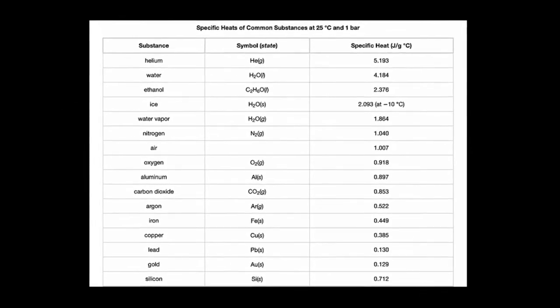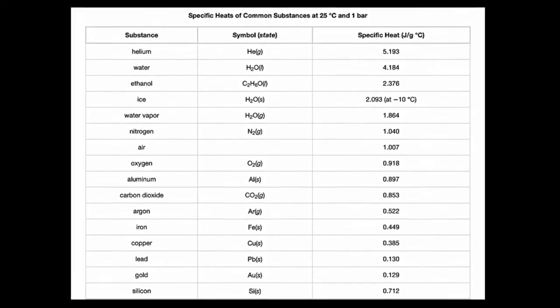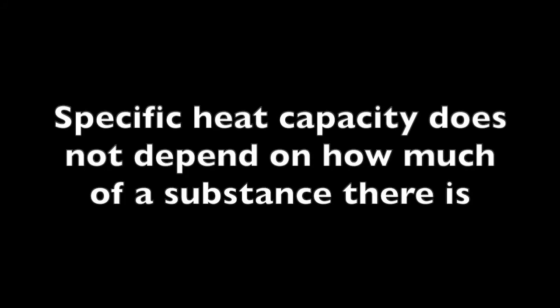Specific heat is the quantity of heat that's needed to raise the temperature of 1 gram of a substance by 1 degree Celsius or 1 Kelvin. Different substances have different specific heat capacities, and there are tables that we can use to look up the heat capacities of a specific substance. Specific heat capacity does not depend on how much of a substance there is, just what the substance is.